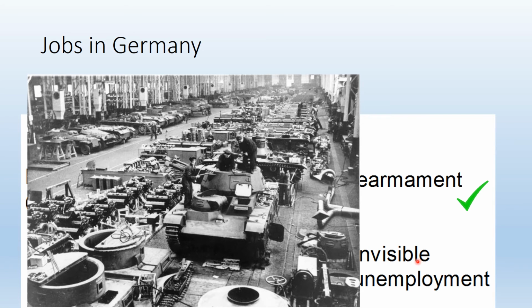Rearmament. We have a shot here of a German tank factory. This was in 1938, so just in the year leading up to the war. We can see there are loads of tanks being produced. But this was not an exclusive event. We had German uniforms being produced, weapons, munitions, you name it. Everything was being produced en masse for the military to grow.